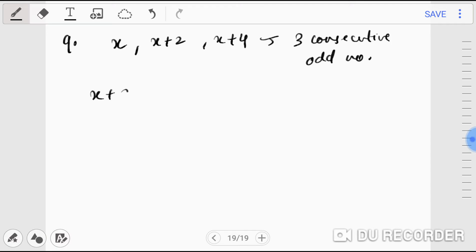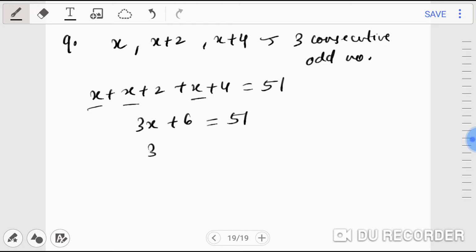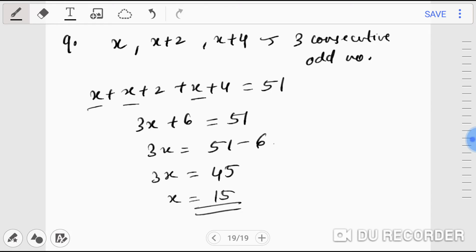So I will add them because it is said that the sum of 3 consecutive odd numbers is 51. So the addition is 51. X together will make 3x plus 6 is equal to 51. And 3x will be 51 minus 6. That will be 3x is equal to 45. And x will be equal to 15. Clear?